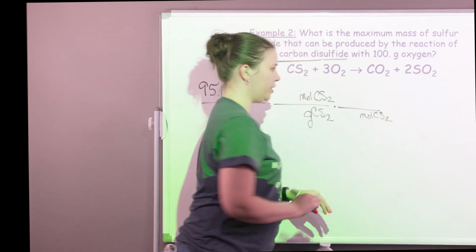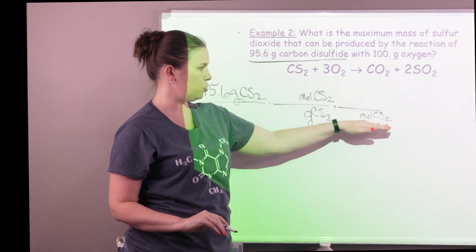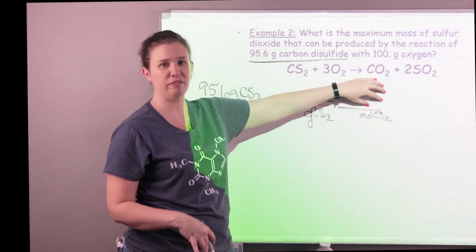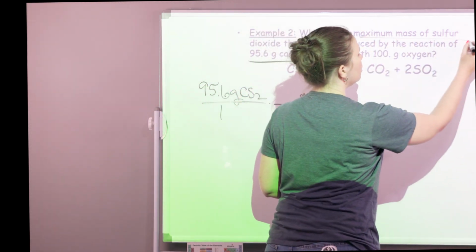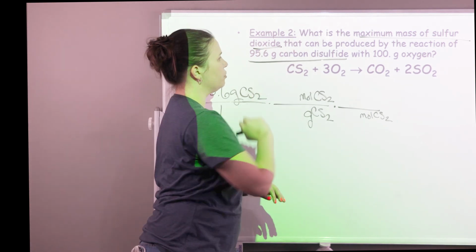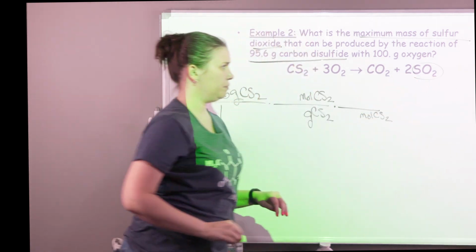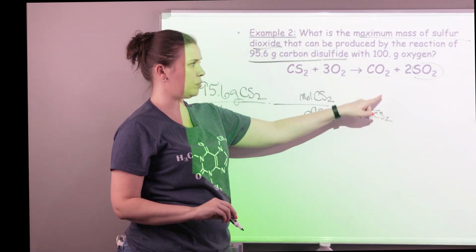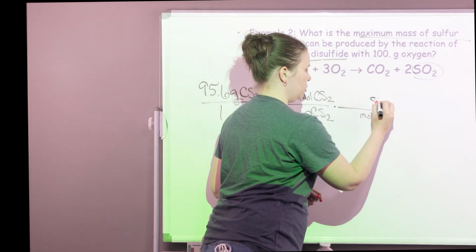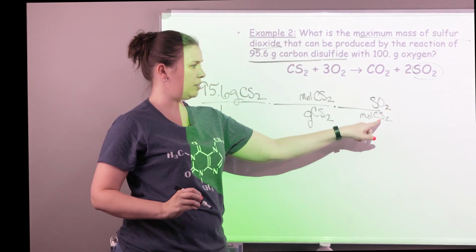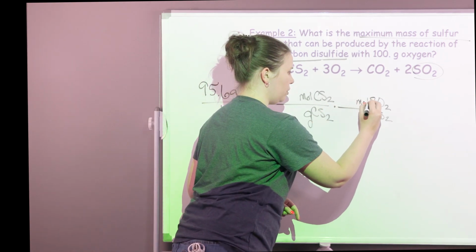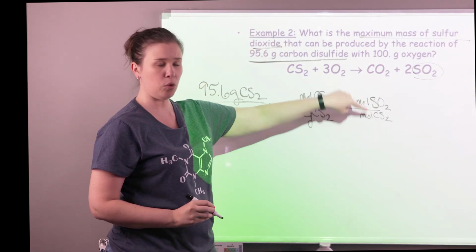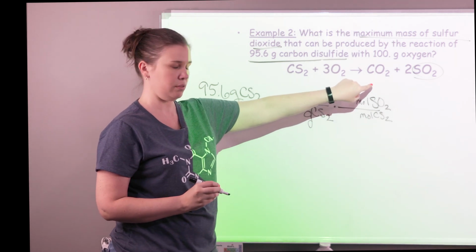Now here's where everybody gets stuck. Now that I've got to moles of CS2, what is it that I want to find next? So you've got to look at what the question is asking for. The maximum mass of sulfur dioxide, this guy. So that's going to tell me what substance I want to change into, SO2. But because I've changed the substance, I have to stay in moles. You can only convert one part of the unit at a time. So you have to go from mole to mole when you change the substance.